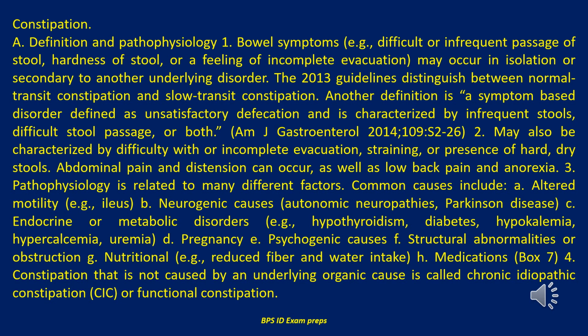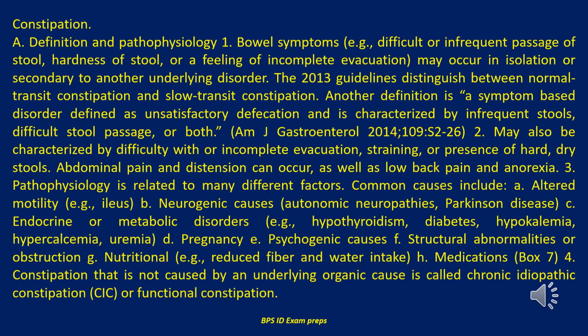It may also be characterized by difficulty with or incomplete evacuation, straining, or presence of hard, dry stools. Abdominal pain and distension can occur, as well as low back pain and anorexia. 3. Pathophysiology is related to many different factors. Common causes include A. Altered motility, e.g., ileus. B. Neurogenic causes, autonomic neuropathies, and Parkinson disease. C. Endocrine or metabolic disorders, e.g., hypothyroidism, diabetes, hyperkalemia, hypercalcemia, and uremia. D. Pregnancy. E. Psychogenic causes.